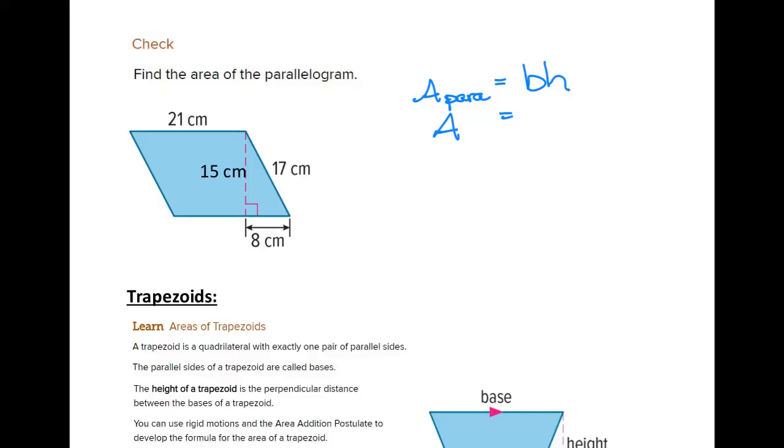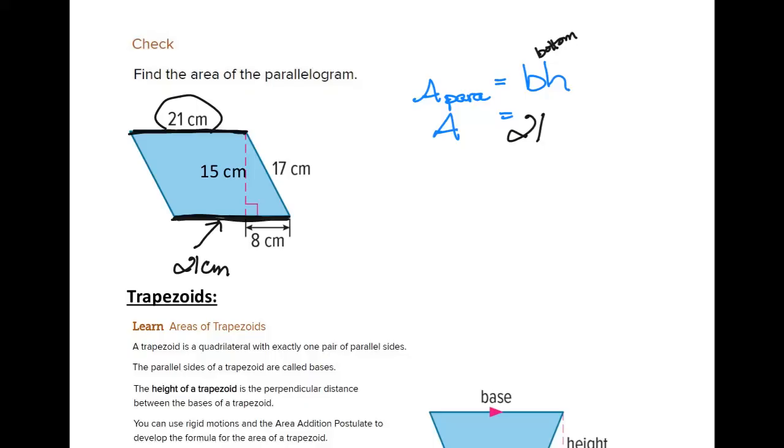It says that for a parallelogram, the opposite sides are parallel. The opposite sides, which I did not mention, are also congruent. So your base here, and base I usually think of as bottom, if this is 21 centimeters, then this also is going to be 21 centimeters. So the base, I would say, is 21.